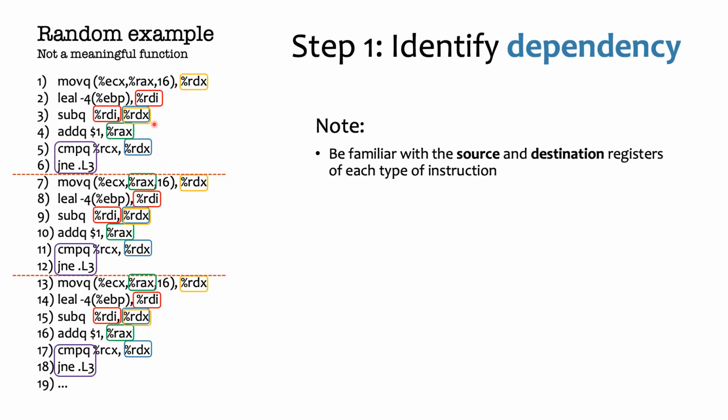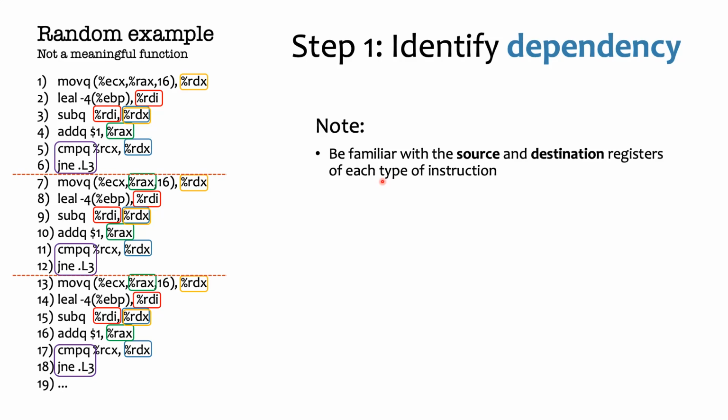A few things I want to put a note on. One thing is, be familiar with the source and destination register of each type of instruction. I'm not sure how much assembly you've seen in 142L, probably a little bit, or more than a little bit. So you must be more familiar with the assembly code than me. Sometimes I don't really know what the instruction means, and I need to look it up in the manual.